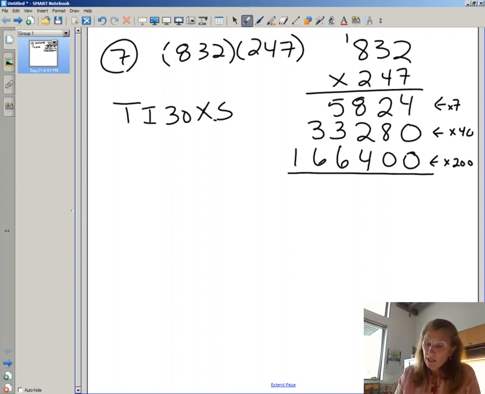Adding straight down now. We have 4, 10, 15, 6 and 5 is 11, plus 3 is 14, plus 1 is 14.